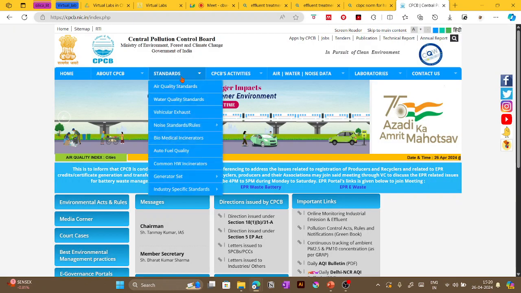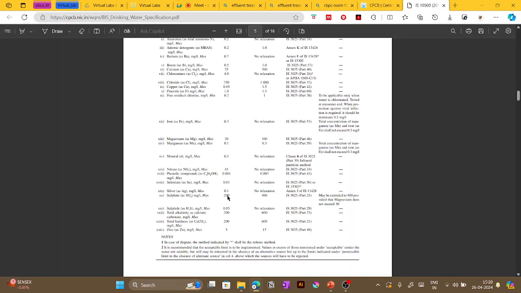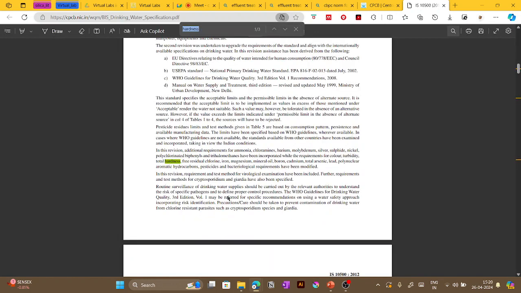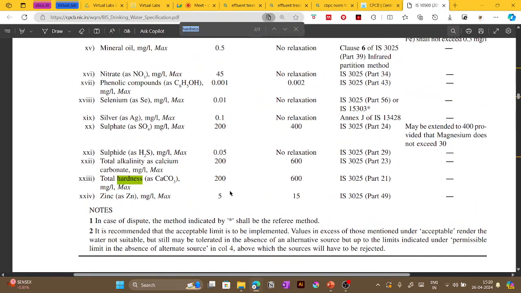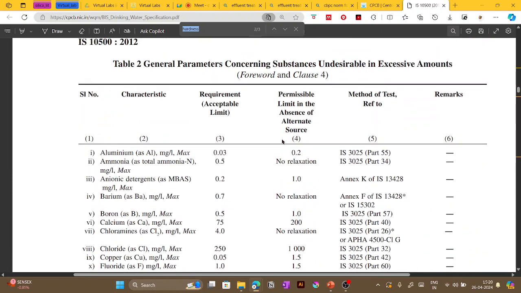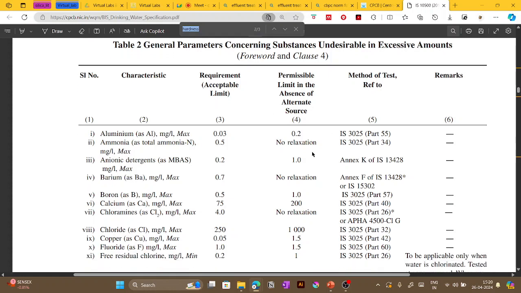So if you will see standards, water quality standards, here the WHO drinking standard and BIS drinking standard are given, which is for our domestic application, for drinking water. And here you can see the total hardness. So total hardness here represents the maximum that should be in the system, in milligram per liter. So there are two values, one is 200 and another is 600. So that is also given, required is 200, but 600 is also acceptable if we don't have an alternate source of water.